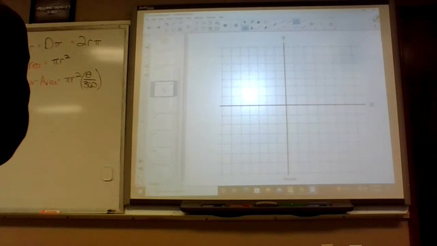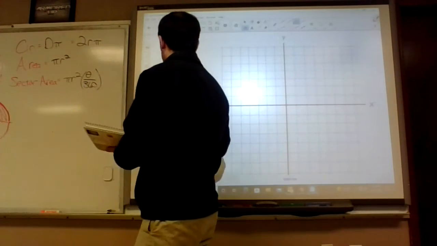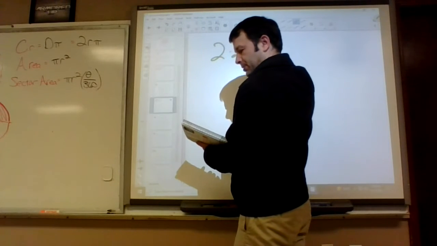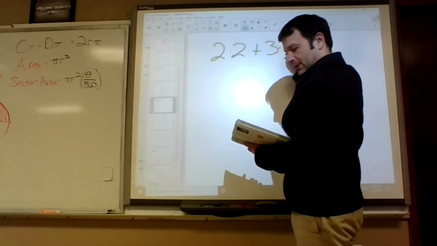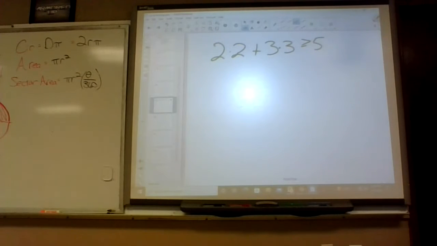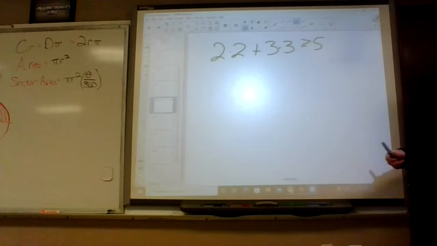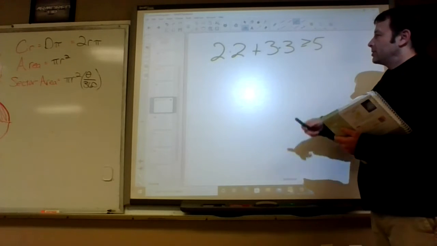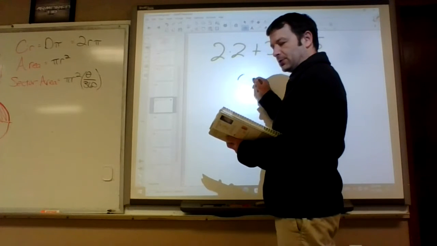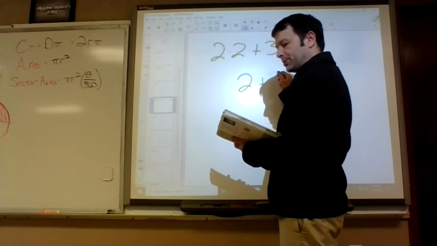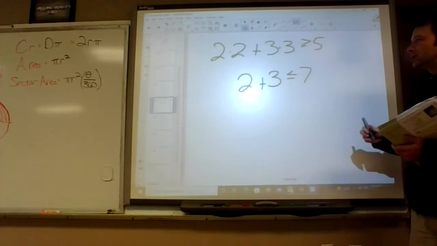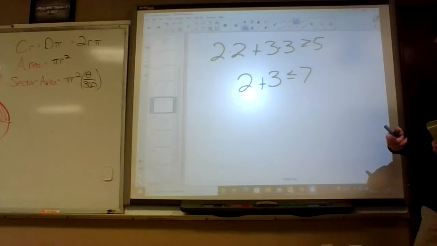So on number 5 it says 2x. So 2 times 2 plus 3 times y, 3 times 3, is that greater than or equal to 5? Yes. 4 plus 9 is bigger than that. So it works in the first one. And on the second line it says 2x plus y. So 2 plus 3, is that less than or equal to 7? Yes. So it works on both of them, so yes.